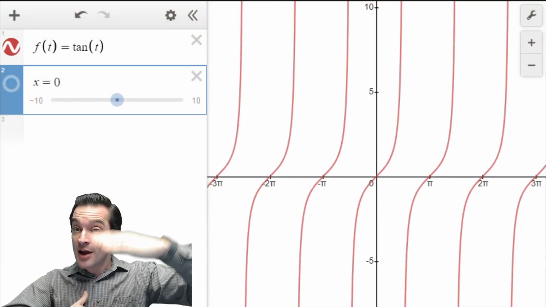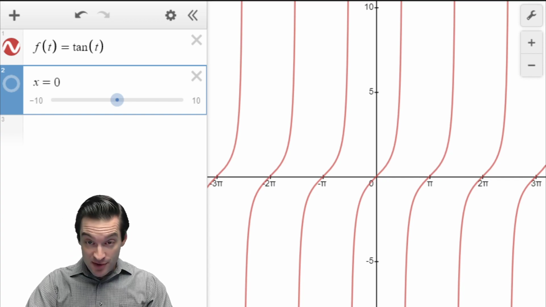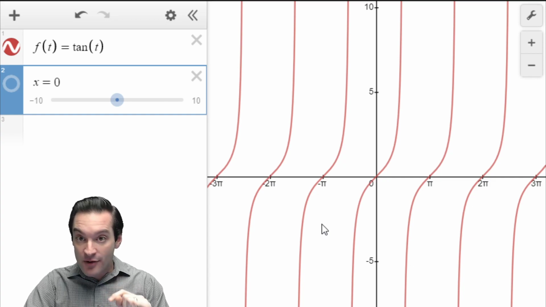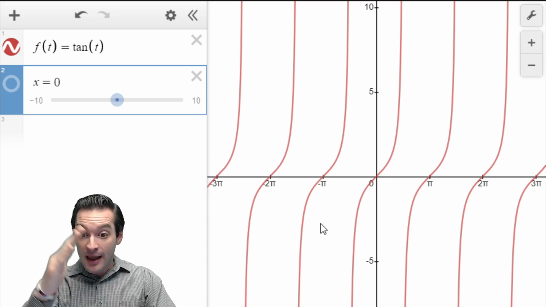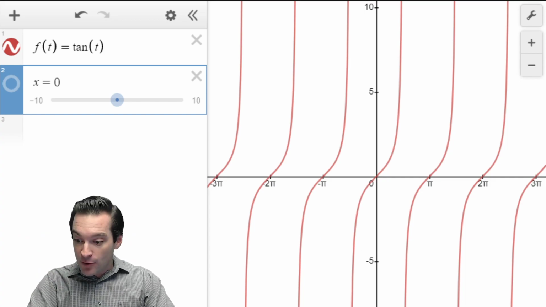If I squish this graph onto the x-axis, what am I going to cover? And more importantly, what am I going to miss? I'm going to miss exactly those points that do not have a value for tangent of t. Those are going to be the angles that I cannot find a slope for, and those are going to be the angles that make a vertical line. Right? What angles make a vertical line?